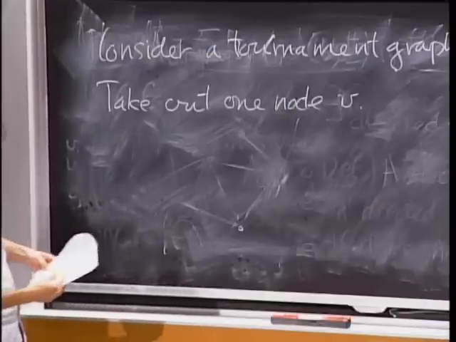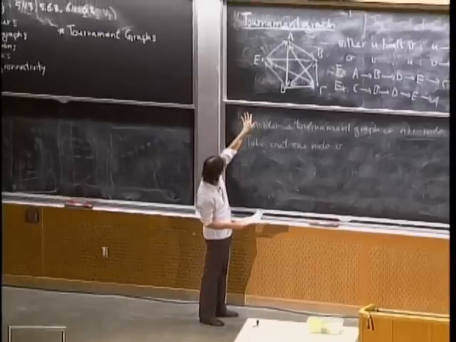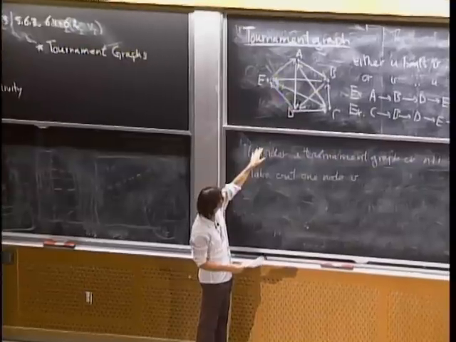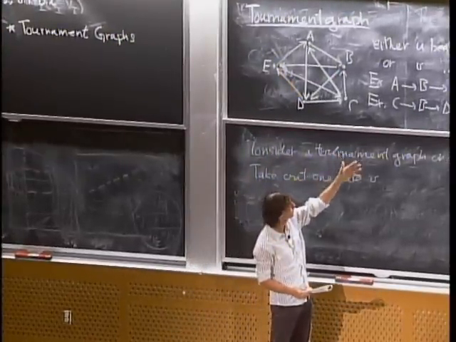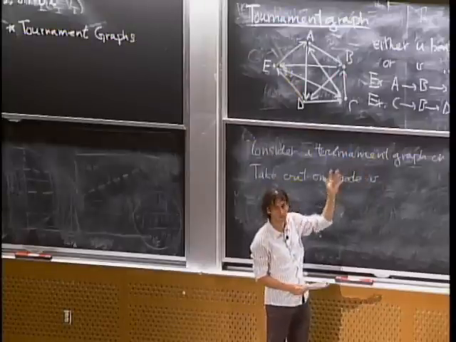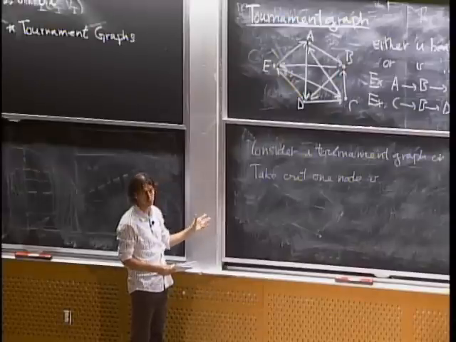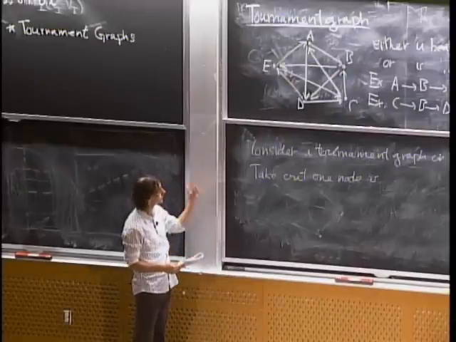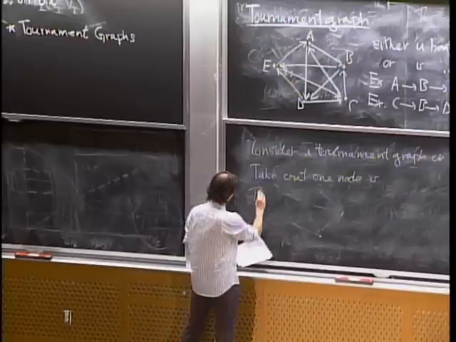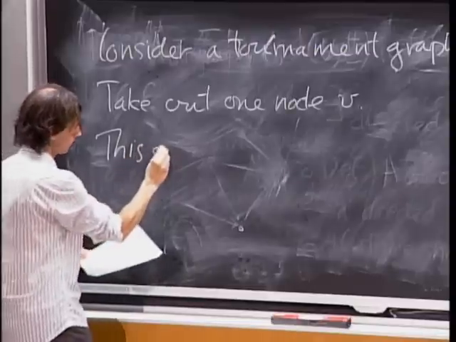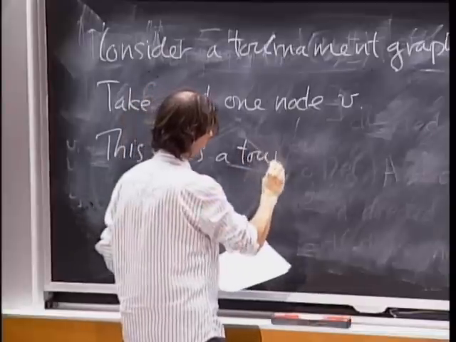If we take out one node, for example, if I take out the node E over here, and I just look at all the rest, I can still see that for all the other nodes, either, say, U beats V or V beats U. So I still have an edge in one direction between each two nodes. So actually, I still have a tournament graph. So that's great. So this gives a tournament graph.